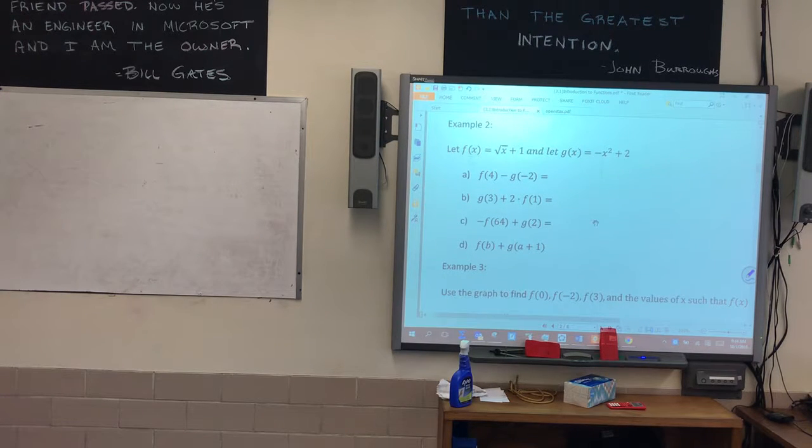Okay, I want to look at these graphically first before we get into evaluating them. But it says let f of x be equal to root x plus 1, and let g of x be equal to negative x squared plus 2. These are two functions. Okay? And now we understand the rule that makes that relationship, right? And in the last one, in the table question, we didn't know what the rule was.